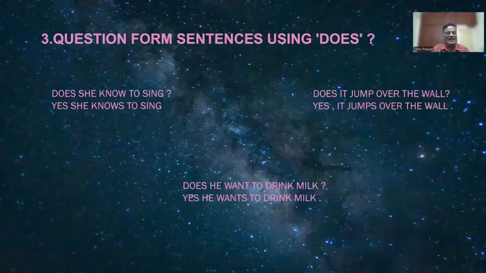And next one is does. We use does only for third person singular. So if the subject is third person singular, you are using does. Does she know how to sing? Yes, she knows how to sing. Does she know how to dance? Yes, she knows how to dance.